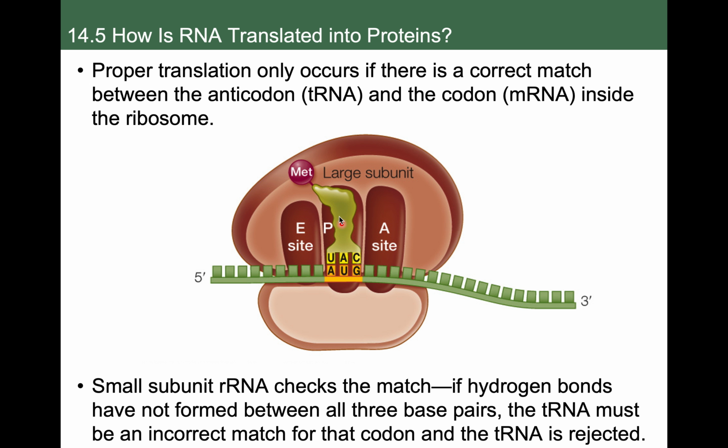And here's what it would look like with a tRNA loaded into one of the sites here. And you can see the anticodon on the tRNA is complementary to the codon in the messenger RNA. And there's the amino acid that tRNA has brought along with it. So we've got to have that important match there.